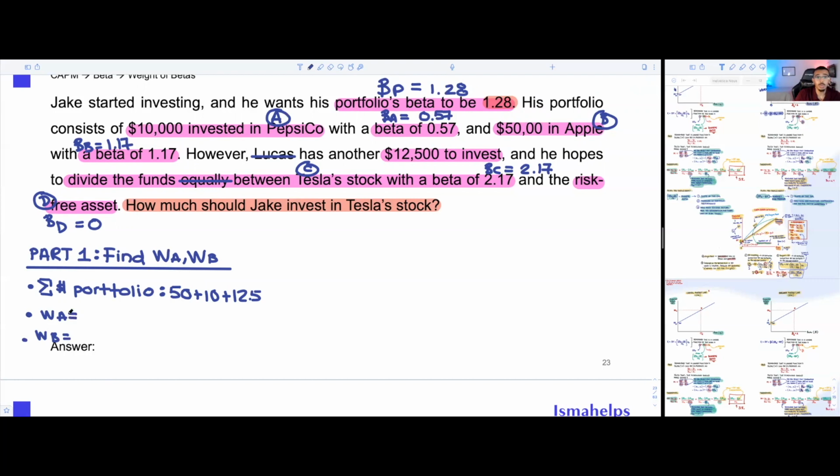Okay? In terms of the weight of A, Pepsico, you're simply going to do, and by the way, this number here is going to give you 72.5. If I could do some basic math in my head, 60, 72.5, hell yeah. So for the weight of A, it's going to be simply 10K divided by 72.5K. And for weight of B, we're going to have 50K divided by 72.5K. All right, so really as easy as that.